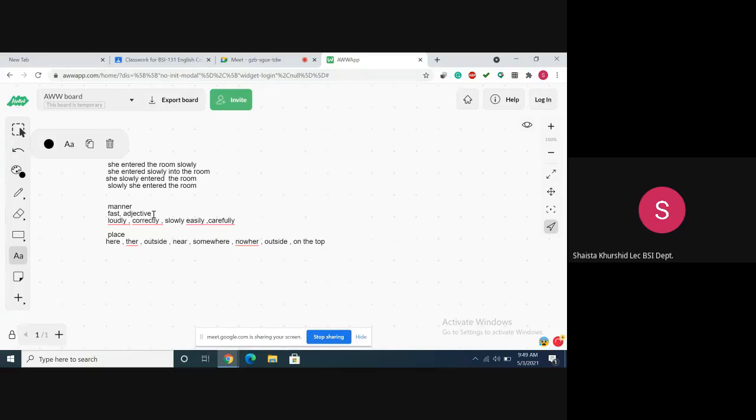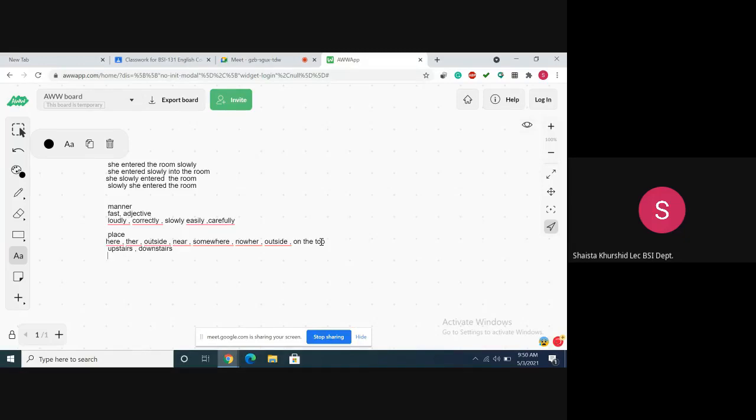So he will come here, or the children are playing outside. He was standing near the wall. They were flying kites on the top of the hill, and she went upstairs. We can also say upstairs, downstairs. Okay, these are the adverbs.